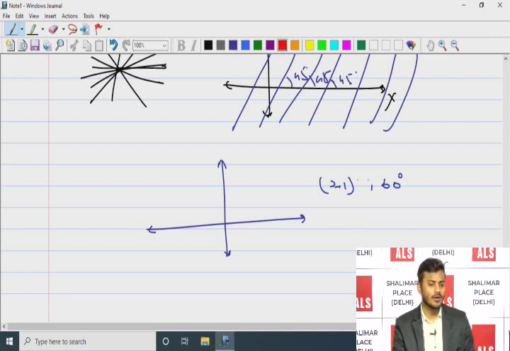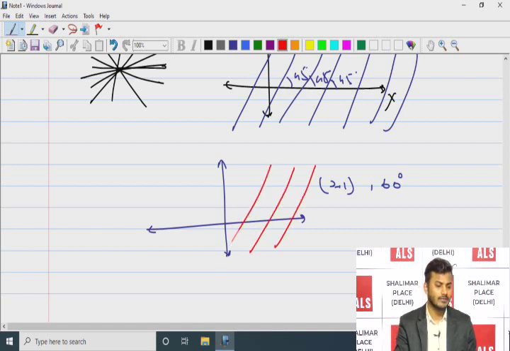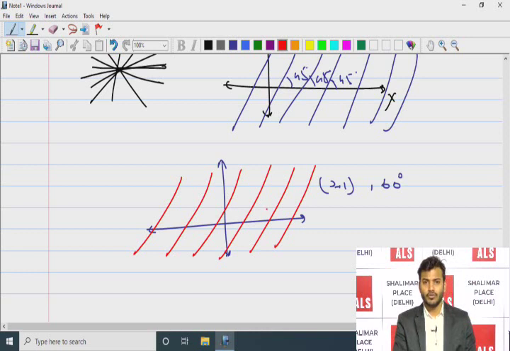So let's talk about this 60 degrees now. How many lines would be there? Infinite number of lines again, right? But all are not going to be your answer. Our answer is that particular line which is passing through 2, 1. So which is 2, 1? 2, 1 is here. Suppose this is 2, 1. So this is the line which we were looking for. This is the required line.